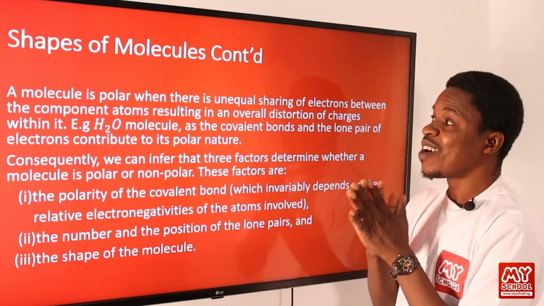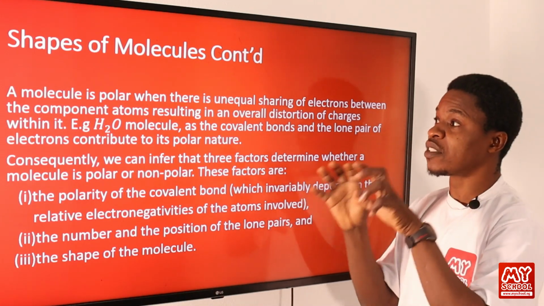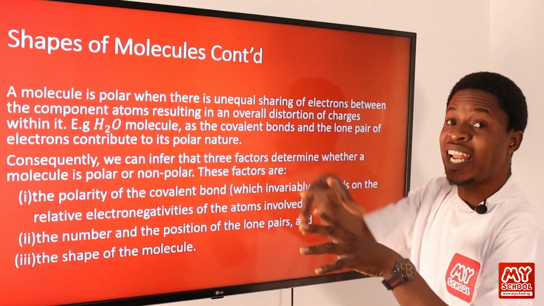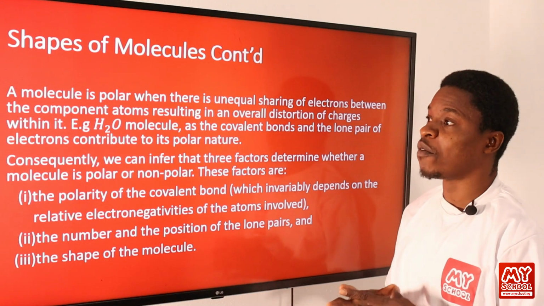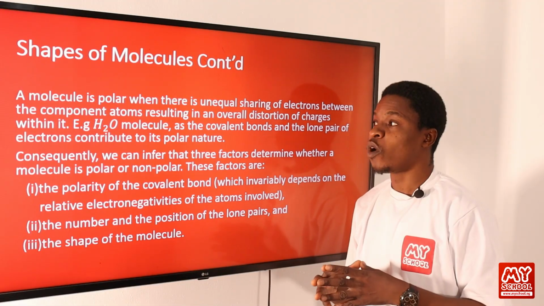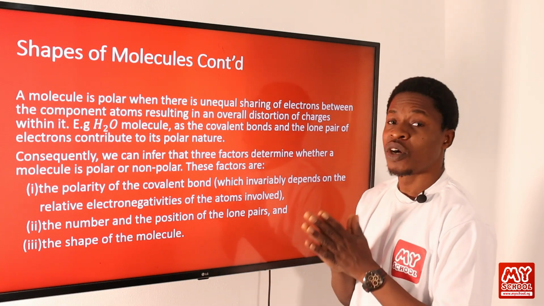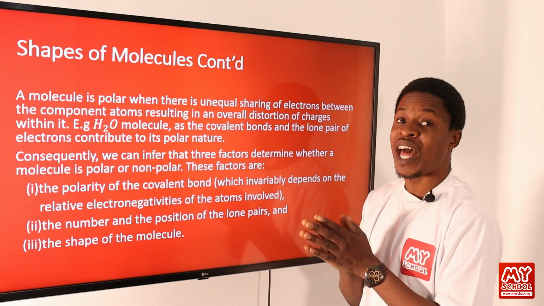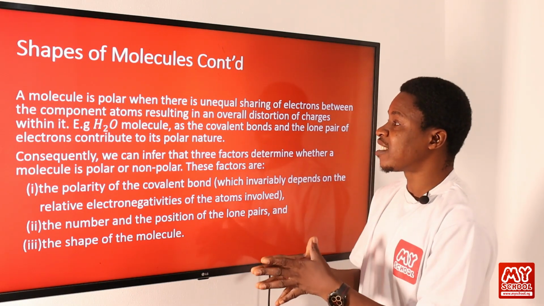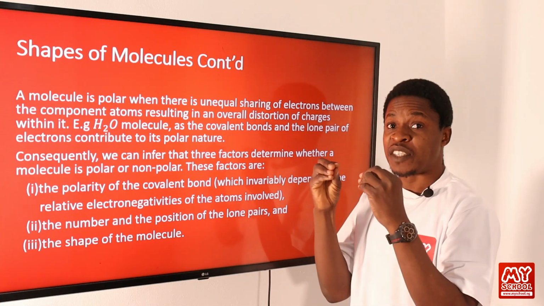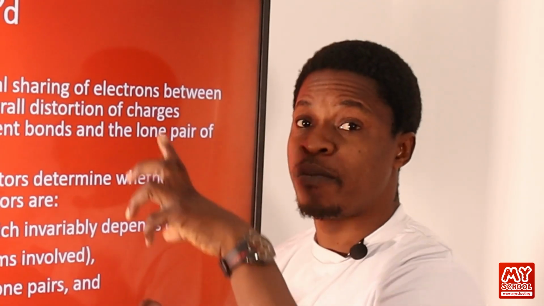So a molecule is polar when there is unequal sharing of electrons between the component atoms attached to the central atom, which leads to an overall distortion of charges within it. For example, the water molecule has polar bonds and the lone pairs of electrons contribute to its polar nature. So the water molecule is polar in nature because it has covalent bonds. It is formed by covalent bonding. We have two atoms of hydrogen combining with one atom of oxygen.